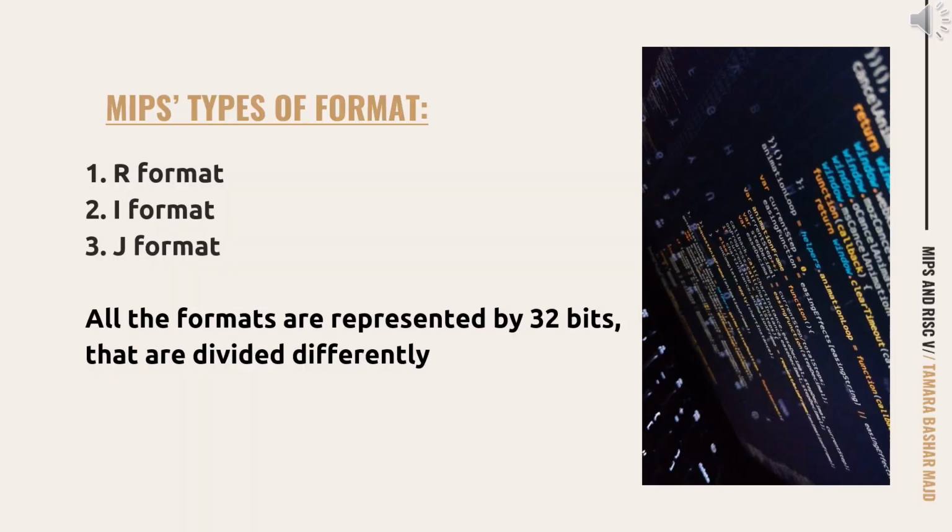In MIPS we have three types of format: the R format, the I format, and the J format. All these formats are still represented by 32 bits. They're just divided differently. Keep in mind, MIPS uses 32 registers, each having 32 bits. This is called a register file, so each register has a specific number that needs to be used to access it.